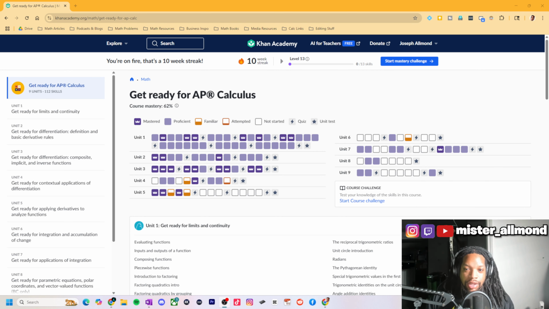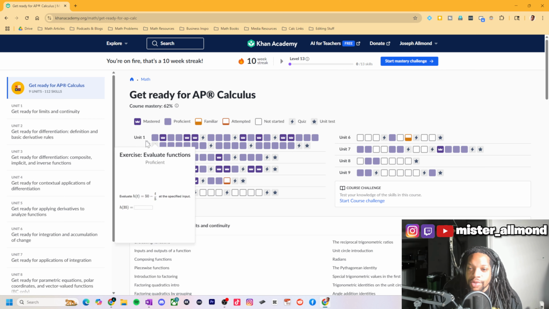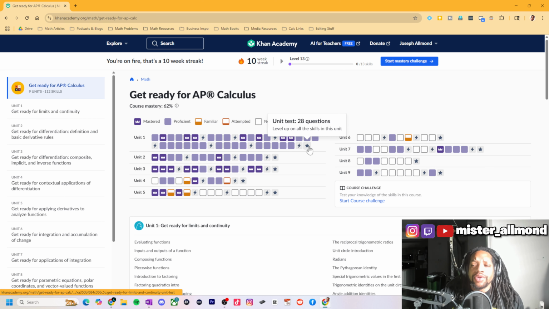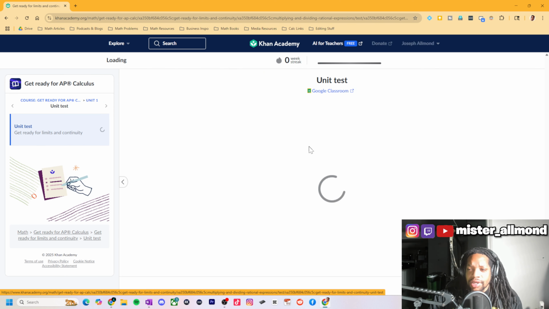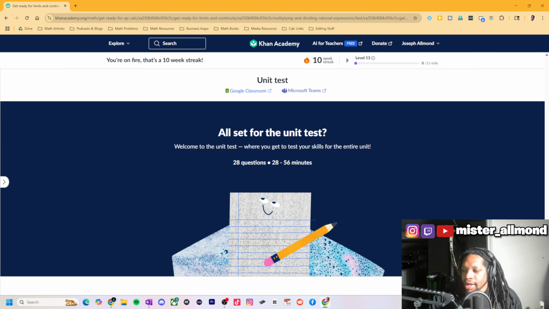So in this stream, I don't think this will be too long of a stream, but I'm gonna do the Get Ready For course. Khan Academy has a Get Ready For course, and I'm betting there's probably somebody watching this that's about to take calc. So I figure why not do the Get Ready For since we're about to start calc. I'm gonna just do the unit one test. I'm not gonna do the whole test. This test is 28 questions. I might do a few, like 8 or so. I'll break it up into sections.